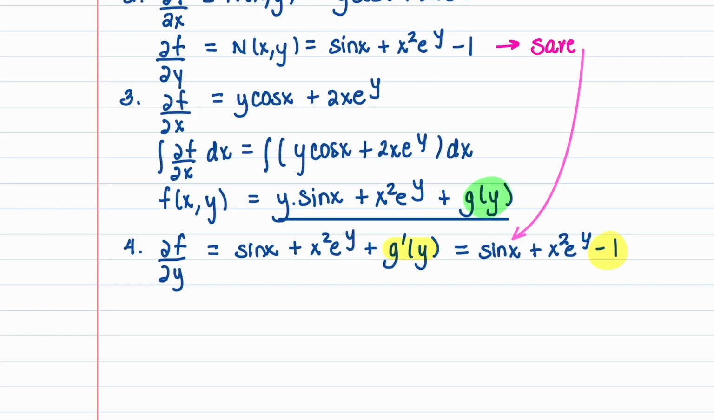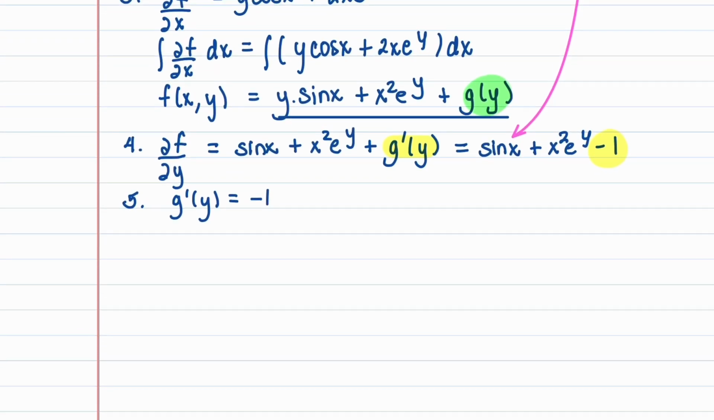In step 5, we are going to find g of y. So let's write down g prime of y is equal to minus 1. To find g of y, we are going to integrate both sides of this equation with respect to y.